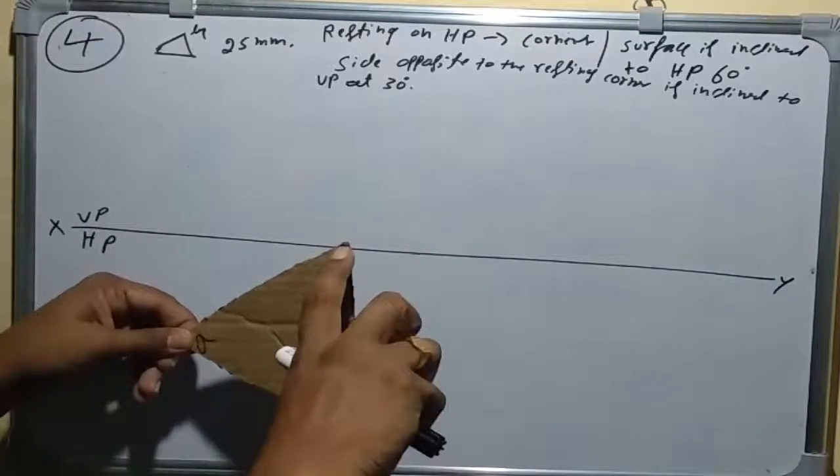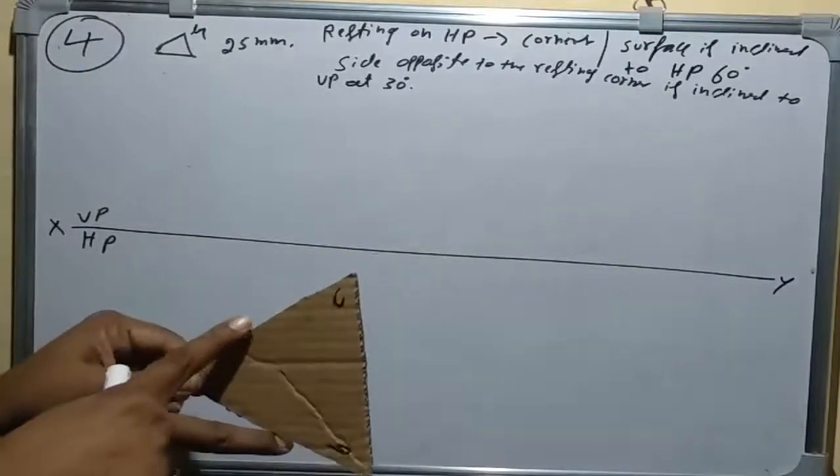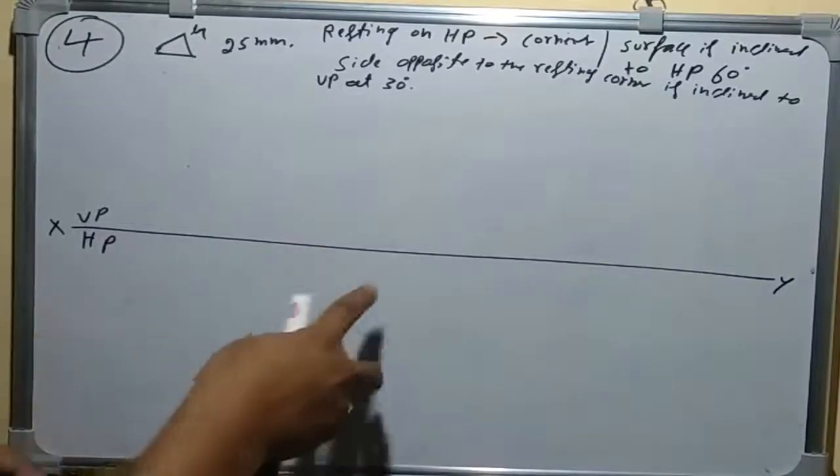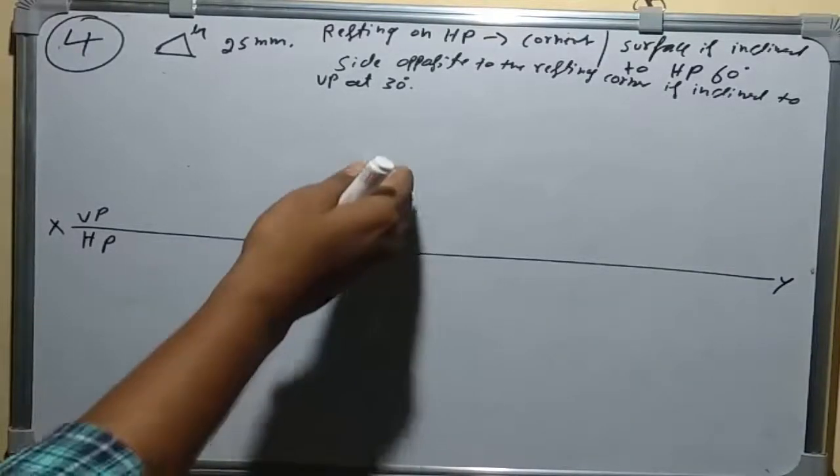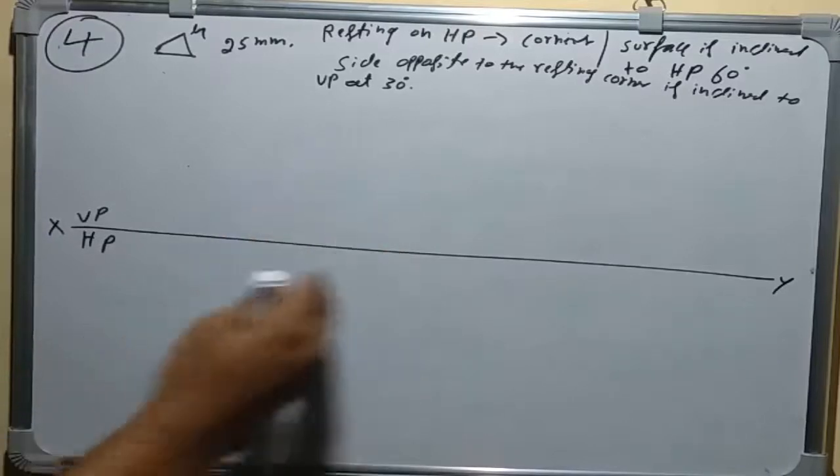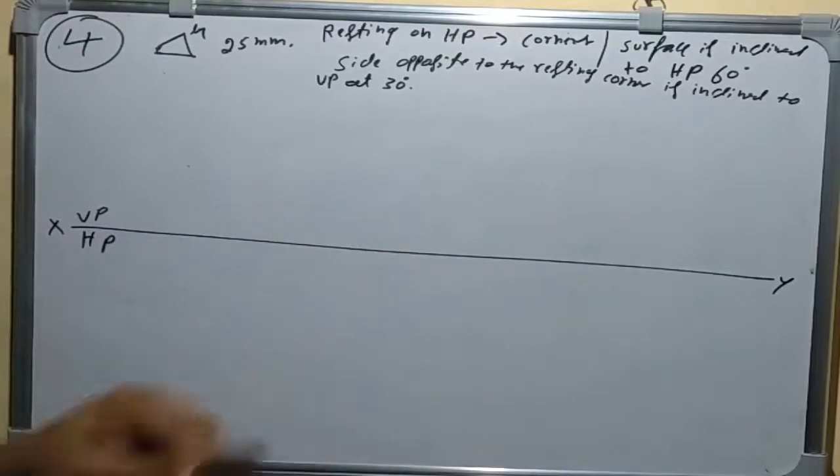So that's why this side will remain the same length. These 2 sides are inclined, so the length of these 2 sides will reduce. So we will get it by the front view and the top view. By using the projection lines, we get the second step top view.